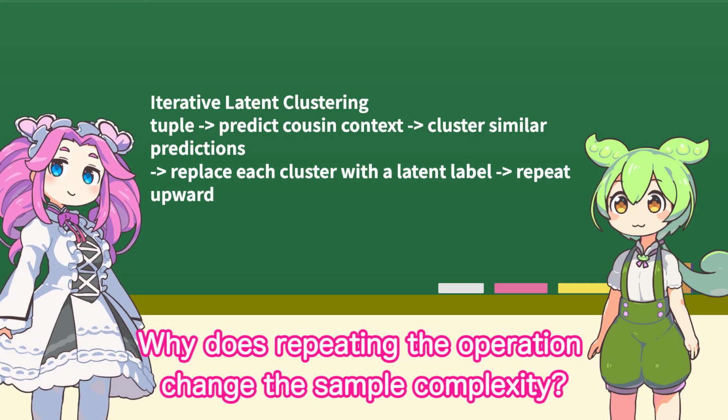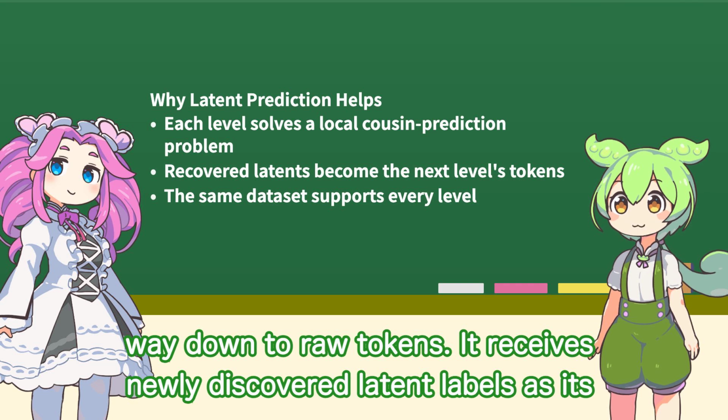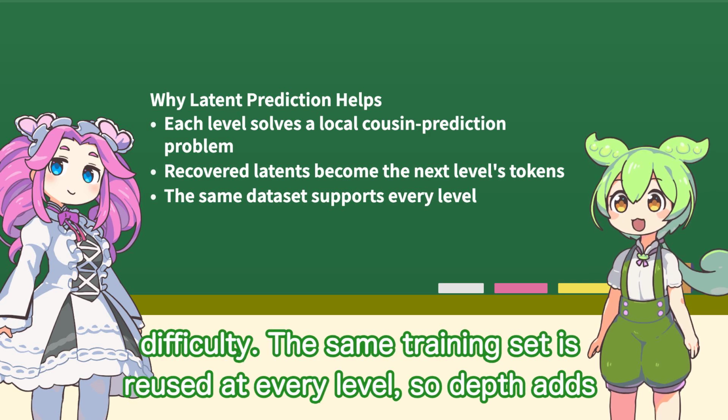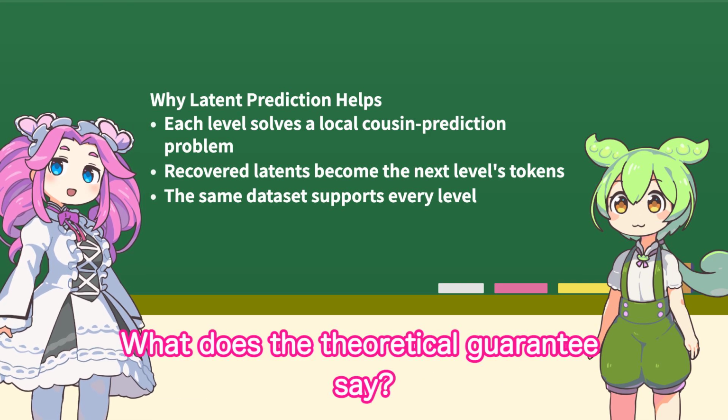Why does repeating the operation change the sample complexity? After one level is clustered, the next level no longer has to reach all the way down to tokens. It receives newly discovered latent labels as its input and solves another local prediction problem of the same difficulty. The same training set is reused at every level, so depth adds iterations but does not multiply the number of distinct samples needed.